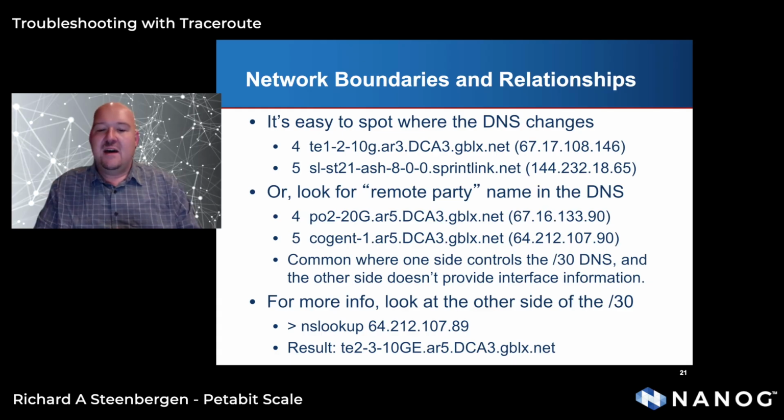And where you see that happen is where one side or the other provides the /30, and they get too lazy to go ask the other party, hey, what do you want your DNS to be? So they just set it to this convention. A really easy way to look that up is to go to the other side of the /30. So here, if we have 107.90, the other side of that /30 would have been .89. So you do a DNS lookup on that, and you can see that's the other side of the Global Crossing interface. So you see that it came in PO2 and it went out 10 gig 2/3.